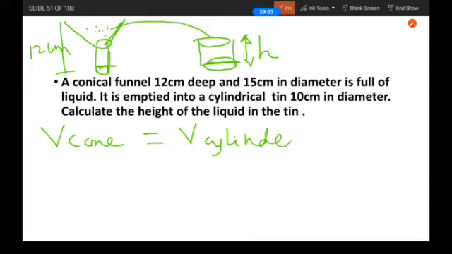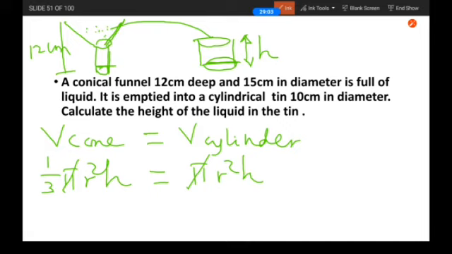And what's the volume of cone? One third pi r squared h. And what's the volume of cylinder? Pi r squared h. Remember that pi can cancel pi here. If you check the question very well, the diameter given for the cone was 15 centimeters. So diameter for cone is 15 centimeter. Therefore, radius for cone will be what?